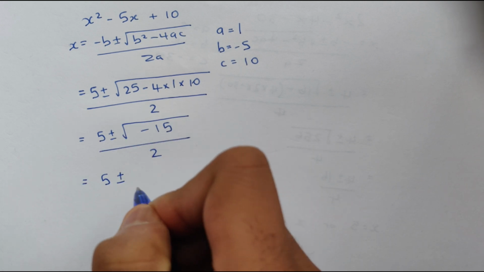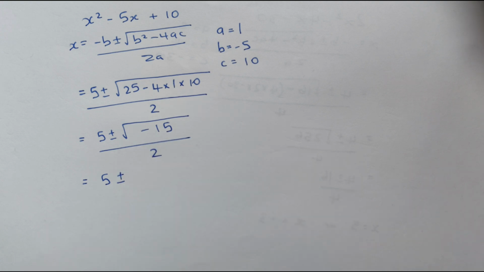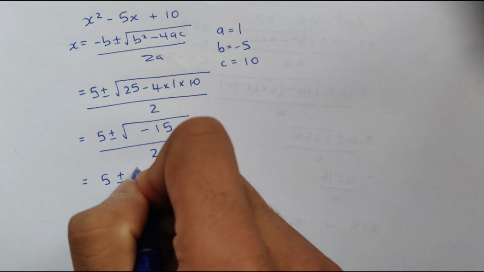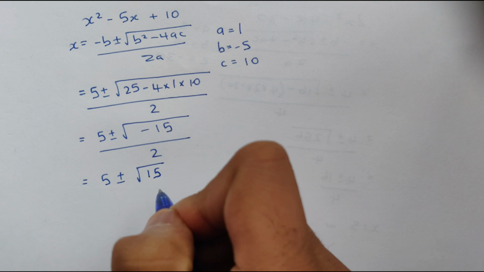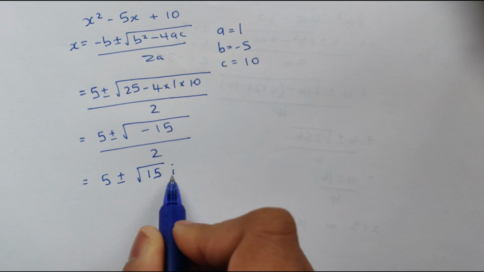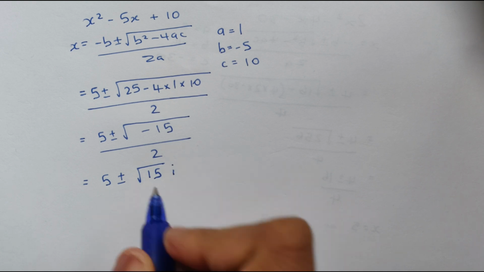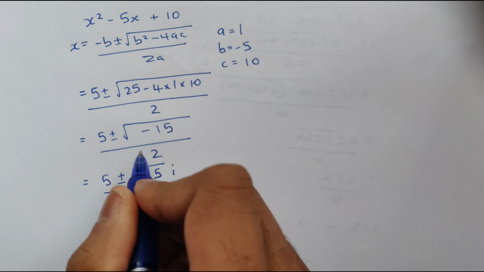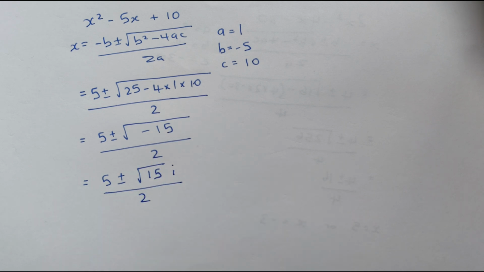So now we have a square root of a negative number. And we rewrite this as the square root of 15, and we take the i out of the square root. And i represents the square root of a negative number. So finishing writing this, we get over 2. So here we have two values of x.